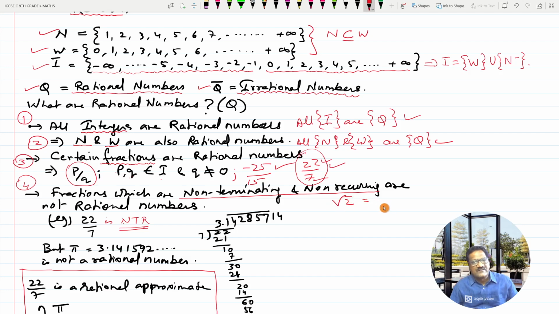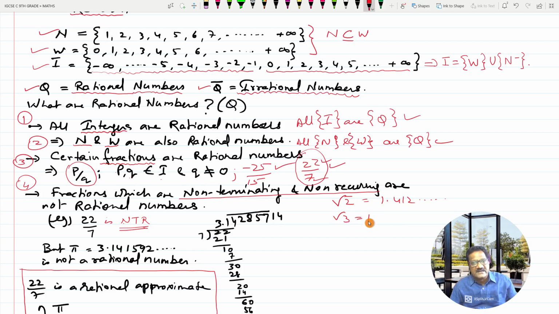Now root 2, everybody knows the value is 1.412 dot dot dot. Now this 1.412 is telling you that it is a non-terminating and non-recurring fraction. So these non-terminating and non-recurring fractions are not rational numbers. So root 2 is not a rational number.